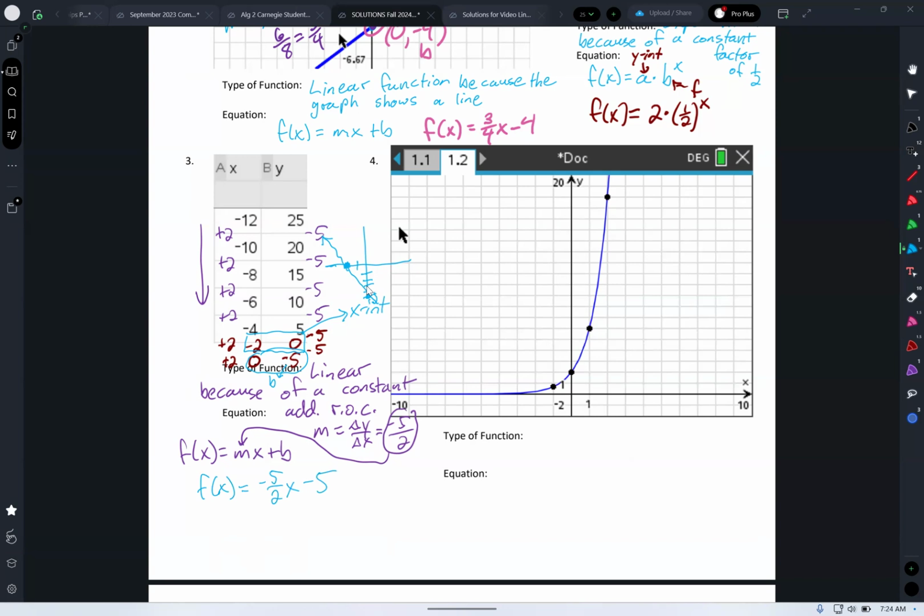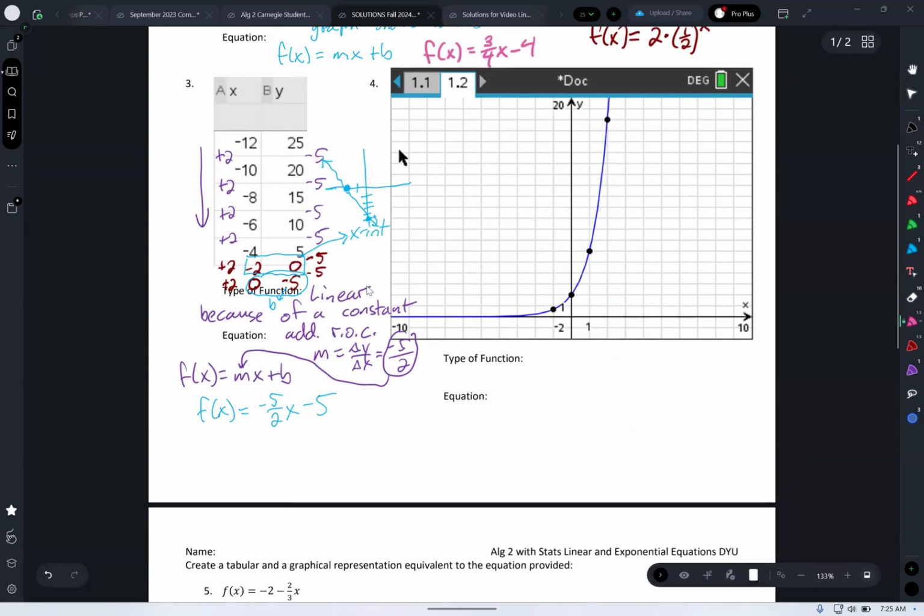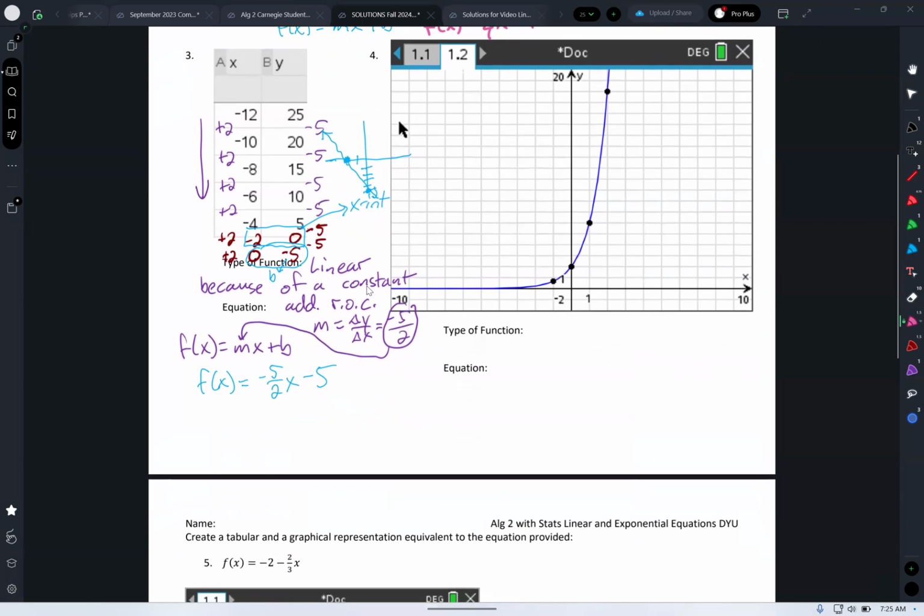Do not forget to use your equation. That's why I write out that formula right away. Use that equation to help you think through exactly what the equation is going to be, how you're going to find your slope, how you're going to find your y-intercept. Type of function in number 4, right? Moving on, because time is something I've got to be aware of.